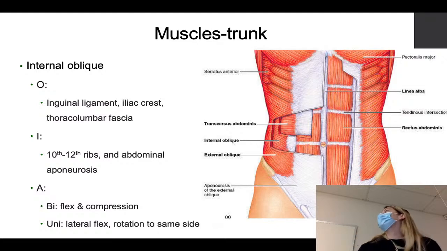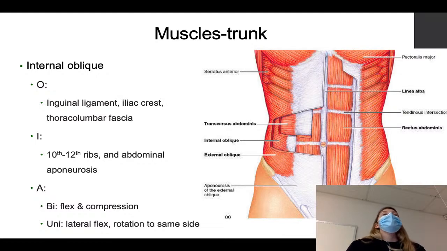So the reverse of the external oblique is going to be the internal oblique. What this image is also doing is cutting down the layers. So external oblique is on top, then we go to internal oblique and rectus abdominis, then we go deeper. Each of these sections is getting deeper. So the internal oblique is going to sit deep underneath the external.